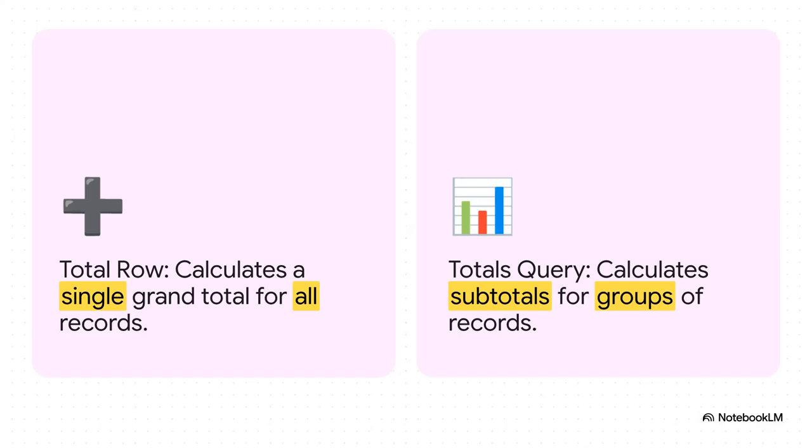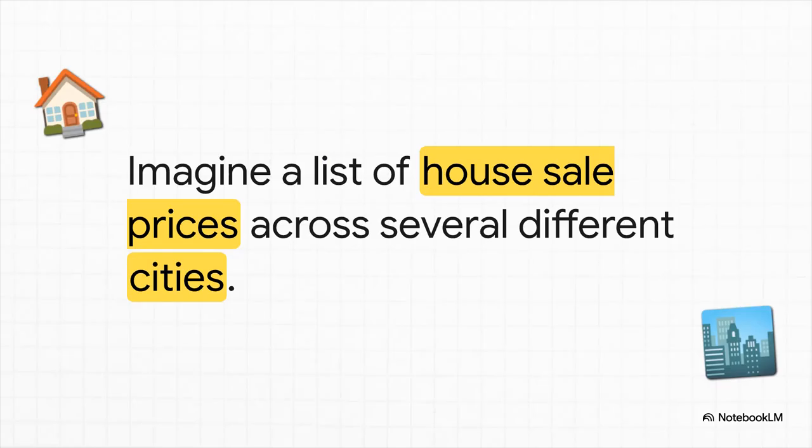And there are basically two main ways you can use these aggregate functions. The first is what's called a total row, and it's perfect for those big, simple questions like, what's the grand total of all my sales? But the second way, a totals query, is way, way more powerful. That's what lets you ask much more interesting questions like, okay, what are my total sales, but broken down by city? To really get a feel for the difference, let's just walk through a quick example.